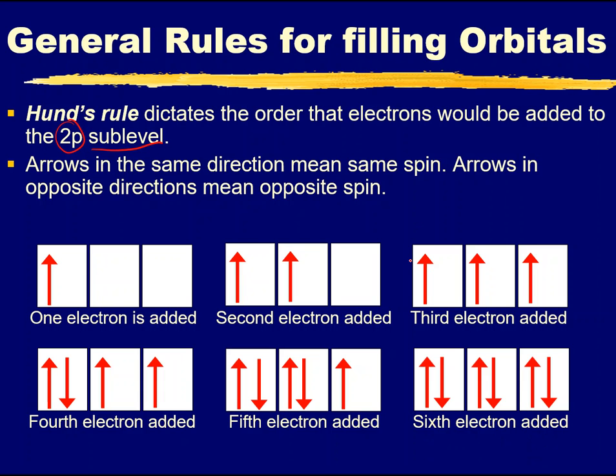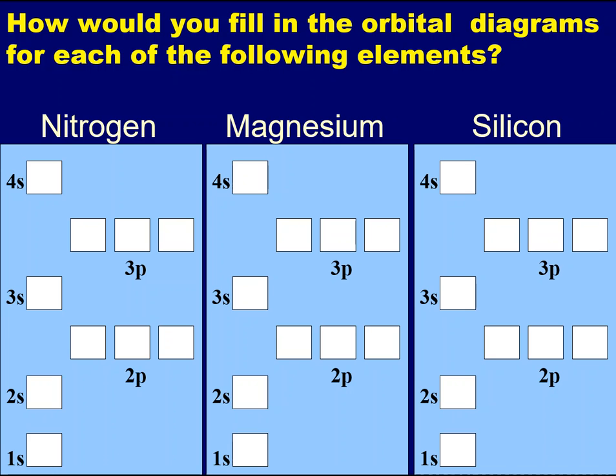And that's how you would fill them for the P sublevel. Now this also applies to the D and the Fs because they have equal energy orbitals. You would put 1 in each first before you pair them up. So we're going to go ahead and practice filling these orbital diagrams for nitrogen, magnesium, and silicon. And we're going to use the Aufbau principle, the Pauli exclusion principle, and Hund's rule here in order to do that.